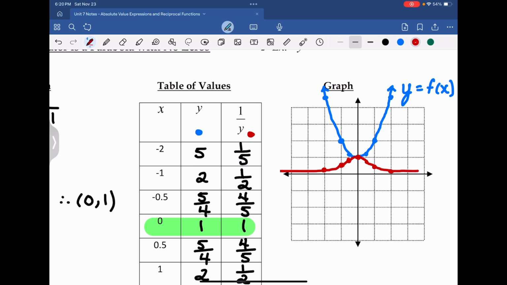It makes a little bump, and then it goes back down flat to the x-axis, and it gets closer and closer as we go. So this is that pattern here, and we're going to consider this to be where y is equal to 1 over our f of x.